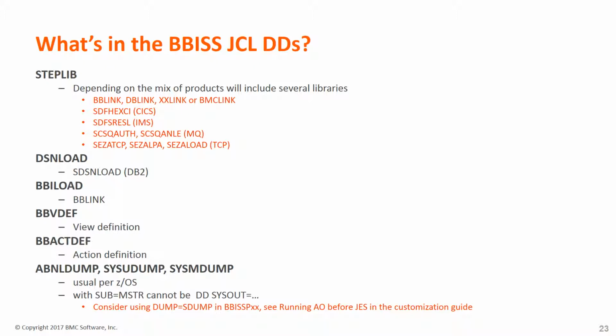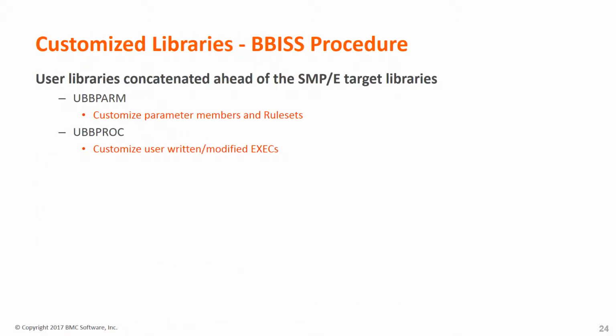BBI load points to BB link. There's a BBVDEF, which contains all of your view or display information. There's a BBActDef, which is an action table that's used internally. And then there are your typical dump data sets. And a couple libraries that are very important. The UBB Parm, which contains all of your customized parameters and rule sets, and the UBB Proc, which contains all of your execs and CLISTs.